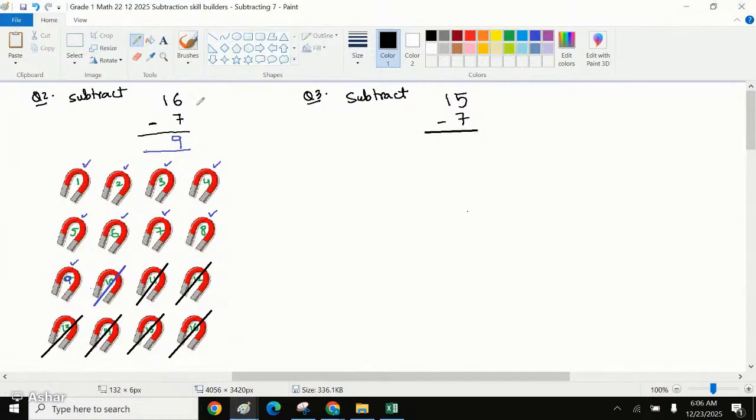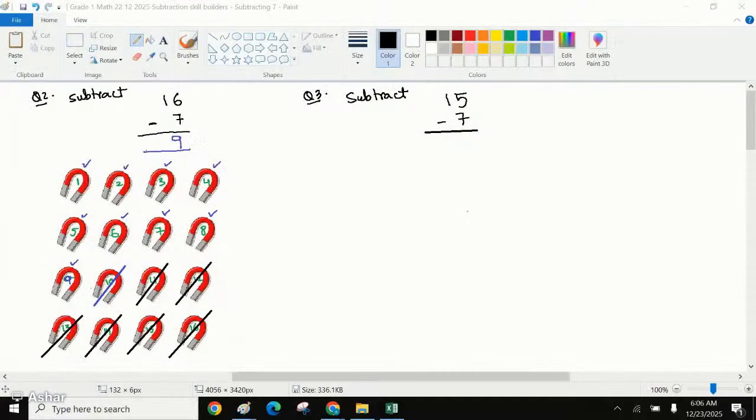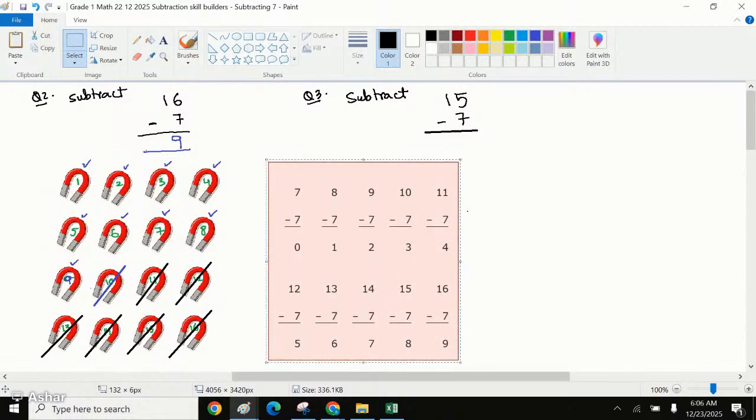Okay, 15 minus 7. We also have a grid to remember this. Let's see how we can remember this. I'll just copy the grid for you. Just a minute, please. This is for our help, and we can also say this is a hint. So let's try to find the answer.